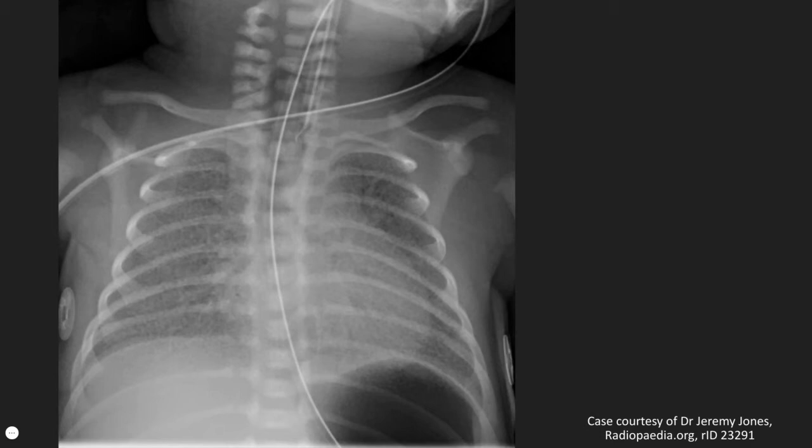They have bilateral low volume lungs with granular airspace opacification bilaterally. This is the classic appearance of respiratory distress syndrome, for which low volume lungs is a prerequisite. The appearances may be asymmetrical if the patient is given surfactant, as this is given down the endotracheal tube and may preferentially go down one lung depending on the position of the tube.